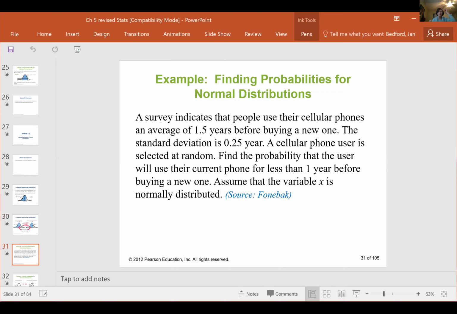Okay, so this says a survey indicates people use their cell phones an average of 1.5 years before buying a new one. Okay, do you guys usually keep your cell phones longer than 1.5 years or not? I'm curious. I keep mine longer than that. Mine's like 2 years right now, and I'm still using it. So. Okay.